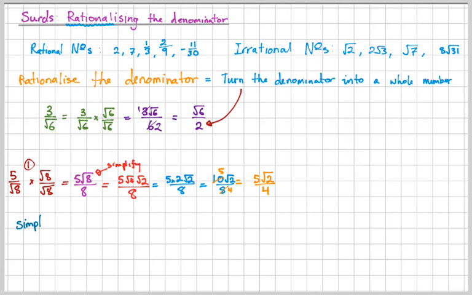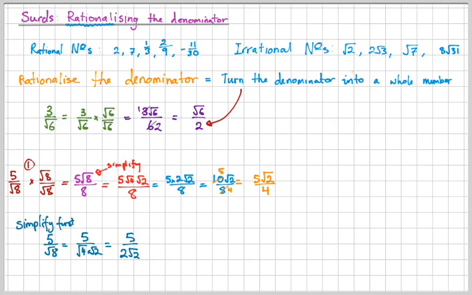Right, we'll look at the same example actually, but done in a different way. So instead of timesing by root 8 over root 8, we could simplify the surd first. So 5 over root 8 could be simplified. Root 8 can be written as root 4 times root 2, because 4 is the biggest square number that divides 8. Changing that becomes 5 over 2 root 2.